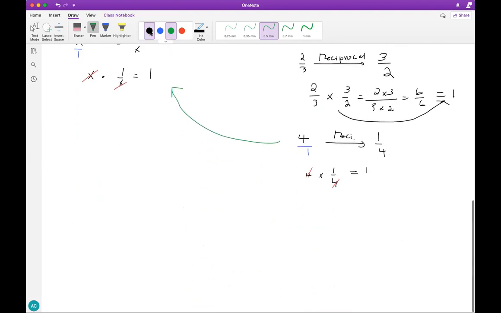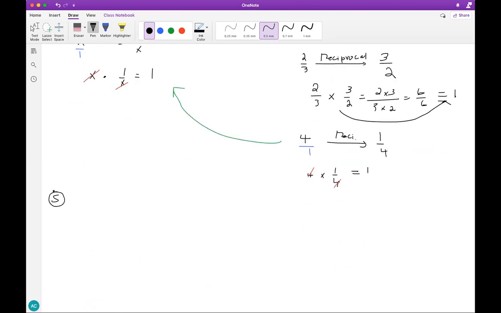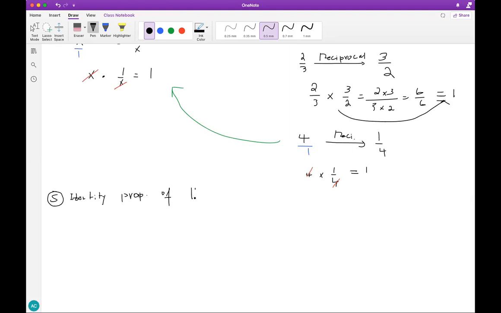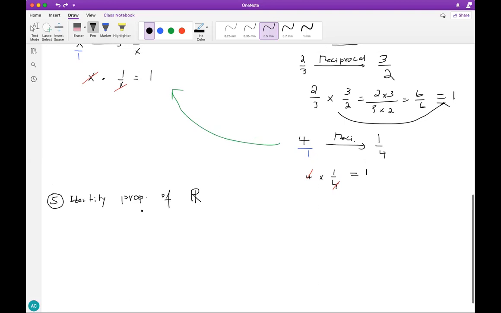The next property we're going to talk about is number 5. This is the one I was going to talk about earlier. That's the identity property of real numbers. This is the symbol for real numbers. Okay, 2 vertical lines like this, then this. It's an R, big R. That's the symbol for real numbers.